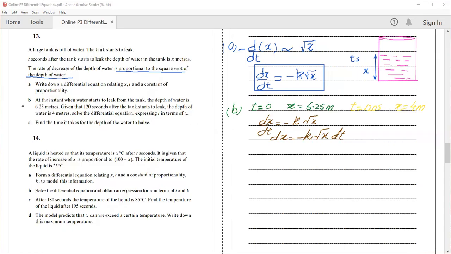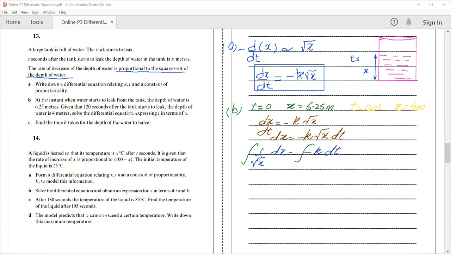Now you have to separate the variables. What's the meaning of separating the variables? There are two variables. The first is the one whose derivative is being taken, that means x. The second is the one with respect to which the derivative is taken, that is t. So the terms of x you write on the left hand side, and the terms of t on the right hand side. So I will get 1 by under root x times dx on the left hand side and minus k times dt on the right hand side. After separating the variables, I have to take the integral on both sides.